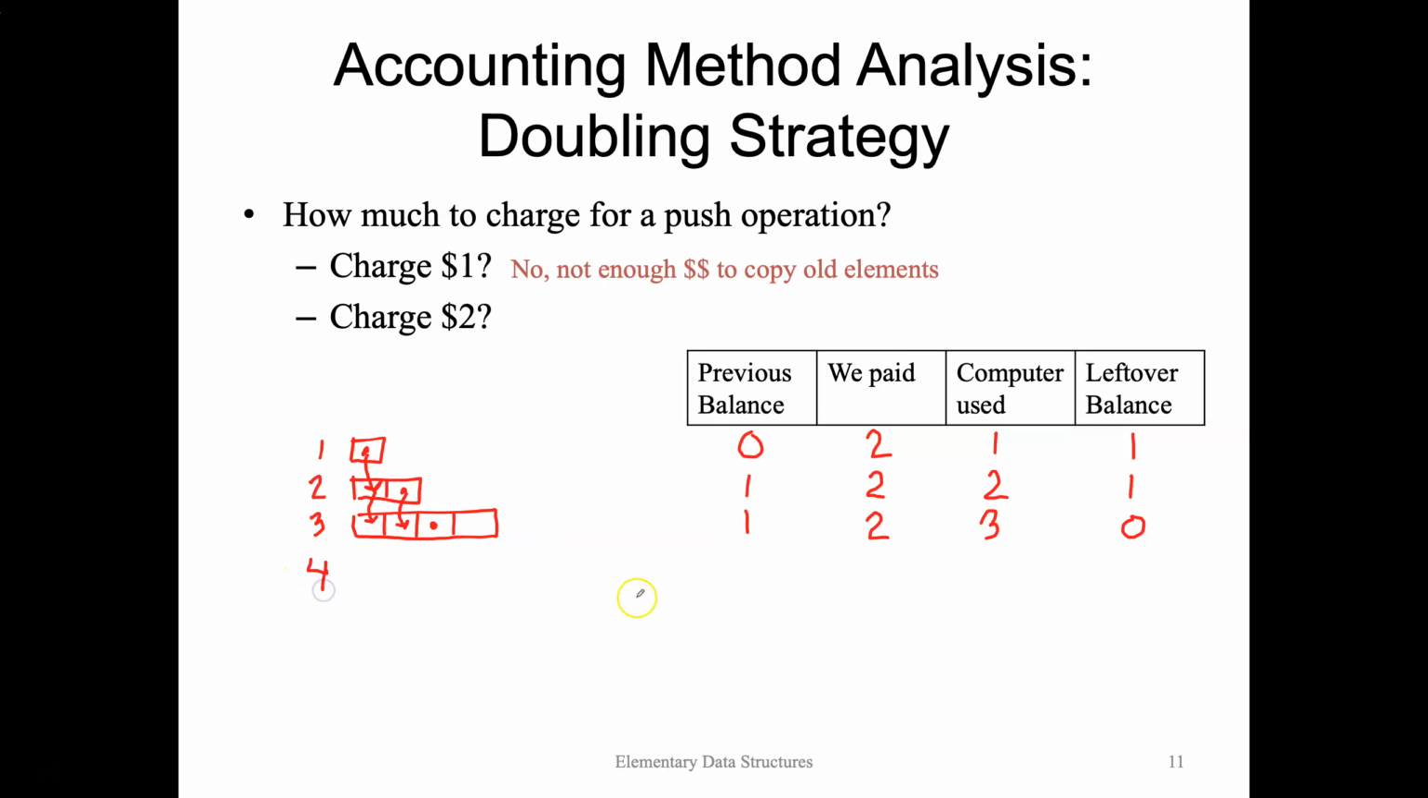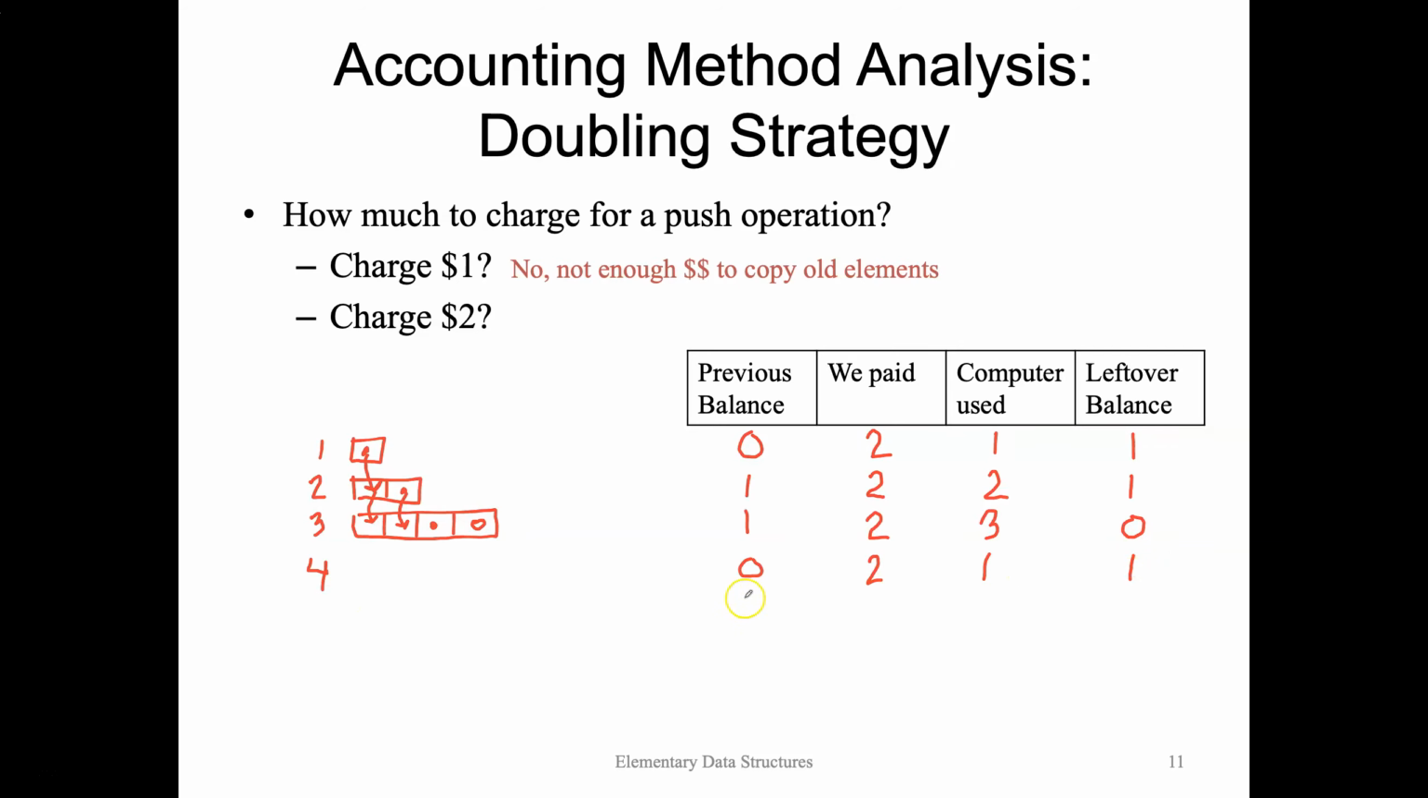Okay, now let's look at when we push the fourth item. We're nearly done here. We have a leftover balance of 0. We pay the computer $2, but in this case, we still have room in the old array. So the computer doesn't have to create a new array, it can just place that fourth item here. So it only uses $1 to push that fourth item because it's using our old array, which means we have a leftover balance of $1.